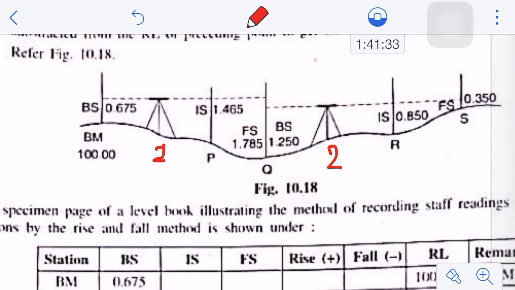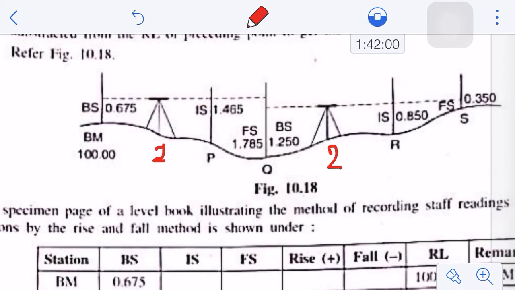Then you will turn your telescope, bisect your station P, and keep your leveling staff at station P. You will take the reading, and here it is coming as 1.465. Then you will place the staff on station Q and take your reading as 1.785. This will be the last point that you can bisect by keeping your instrument at point 1, so this reading is recorded as FS and not IS. So this is your FS, 1.785.